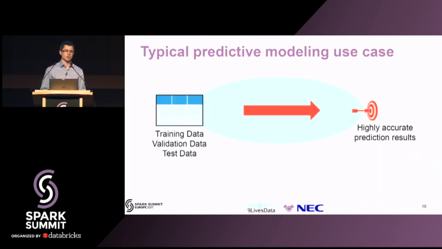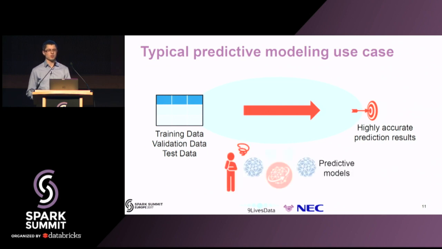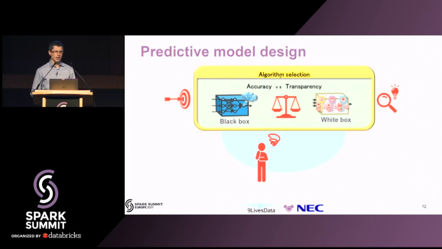And let's look now at a typical predictive modeling use case. So we have data: training, validation, and test data. And what we would like to achieve are some prediction results for our value. And we would like them to be highly accurate. And so we expect our data scientists to provide us good predictive models that will produce highly accurate prediction results. So the work of our data scientists actually consists of a few steps.